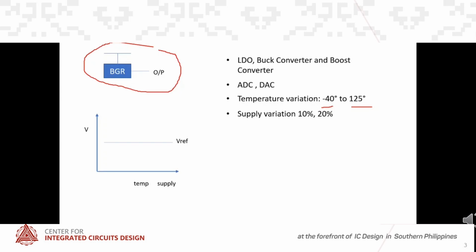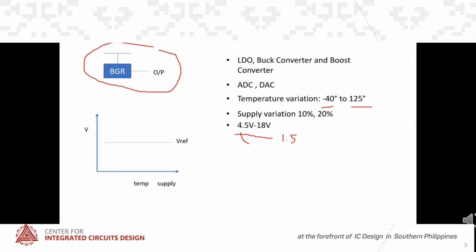Also, in industry standard, we test this bandgap reference with a variation of 10% to 20% supply variation. For example, we have a supply that varies from 4.5 volts to 18 volts. For example, we have a fixed voltage reference of 1.5. So amidst this variation from 4.5 volts to 18 volts, we must have a 1.5 volts voltage reference.